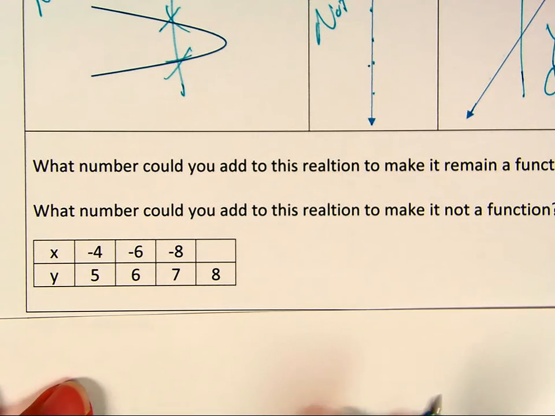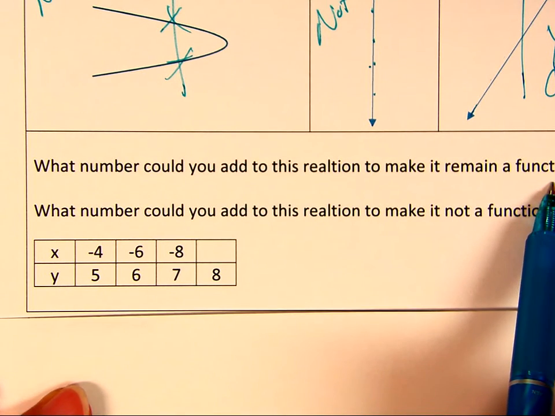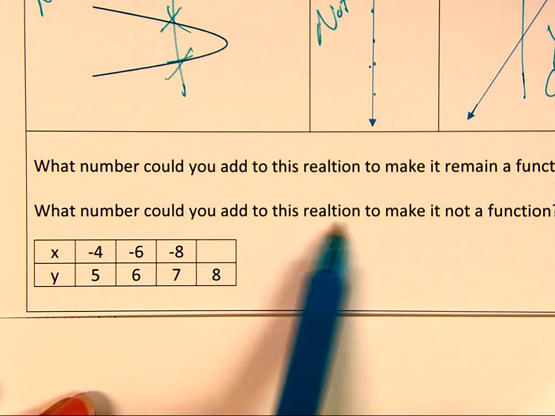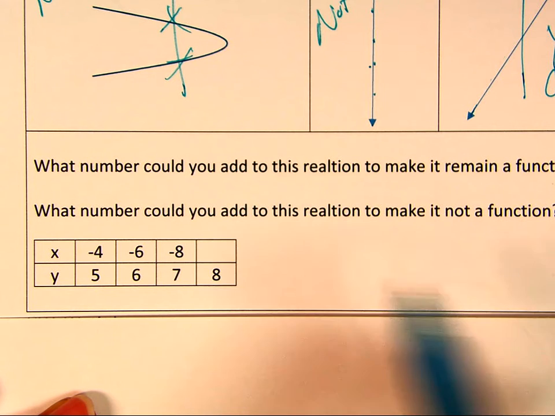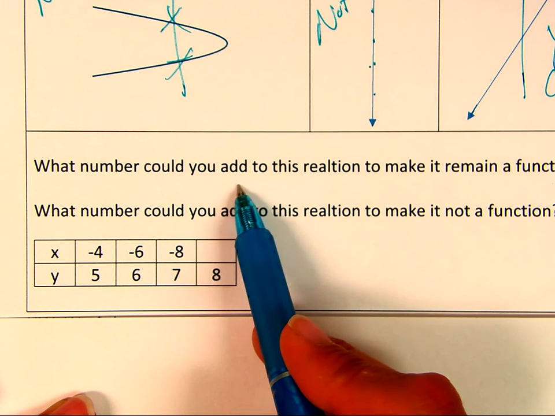Okay, 2 more things, and then one more thing, actually. Okay, here we go. What number could you add to this relation to make it remain a function? Because currently it is a function. And what number could you add to this relation to make it not a function? So there are a lot of possibilities here. There are an infinite number of possibilities that you could put there for the first one.